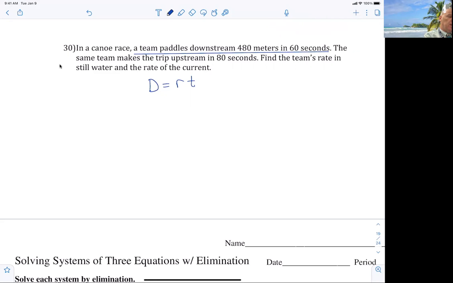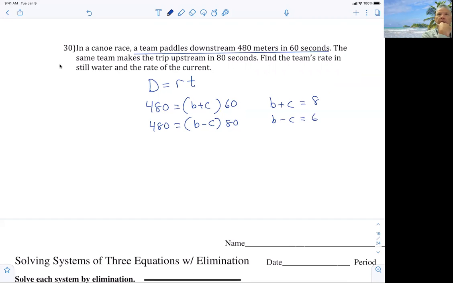So I'm saying 480 is equal to, now we have the boat plus the current or the boat minus the current. Does everybody agree with that? Because you're going faster, it's the boat plus the current. And then the same team makes the trip upstream in 80 seconds, so that'd be the boat minus the current in 80 seconds. And of course, we just divide that out, right? So the boat plus the current is equal to 8, and the boat minus the current is equal to 6. Agree with that? Yeah.